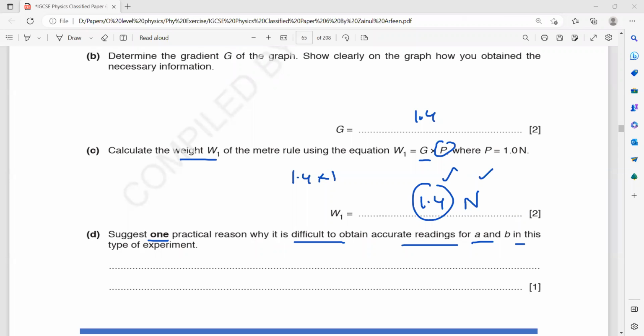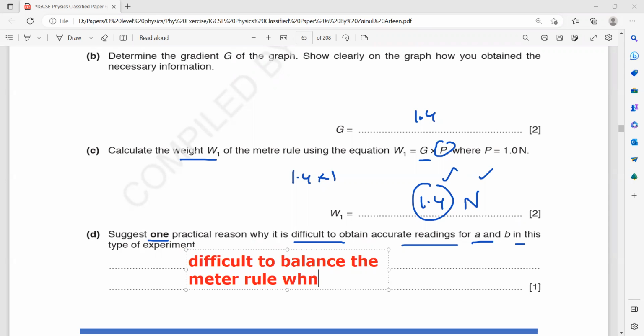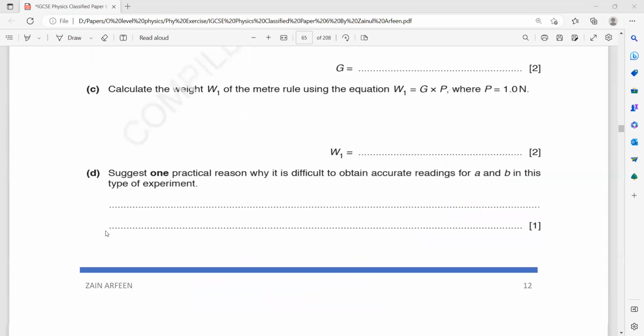So one practical difficulty when we carry out this experiment is that it is difficult to balance the meter rule when the load is placed on it. So that's a practical difficulty. And how can we overcome this practical difficulty? By estimating the position of the load.